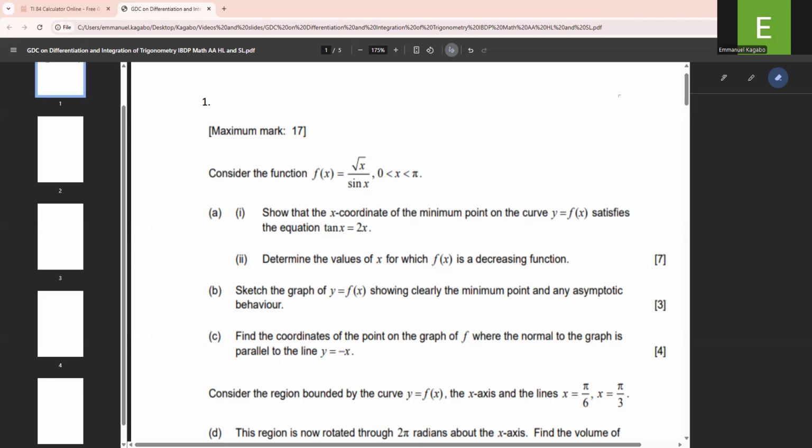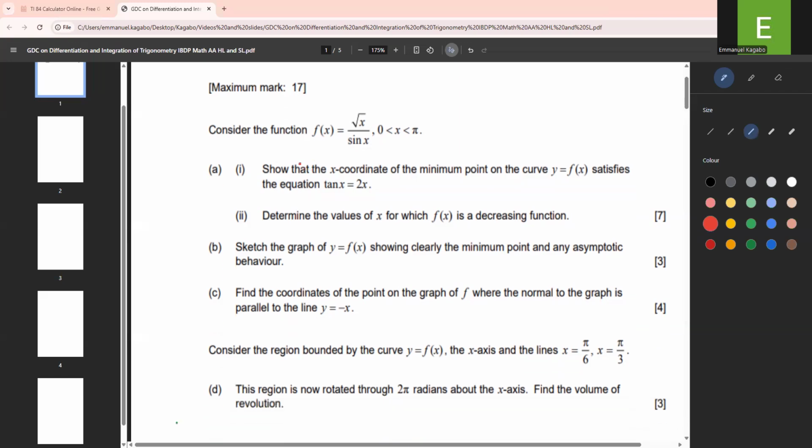The question we are doing right now has 17 marks. So I would like everyone to see what we're going to do here. A 17 marker question, a very good question. Those are mostly always in paper 2, section B.